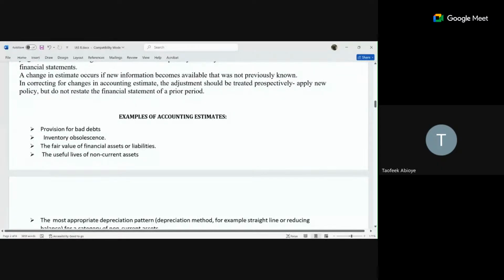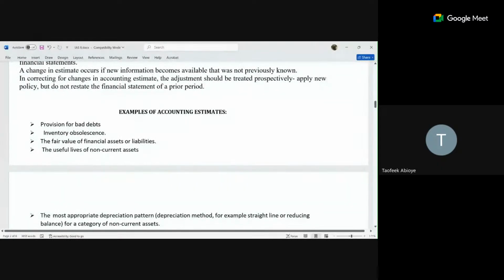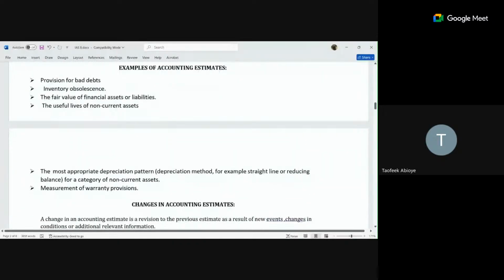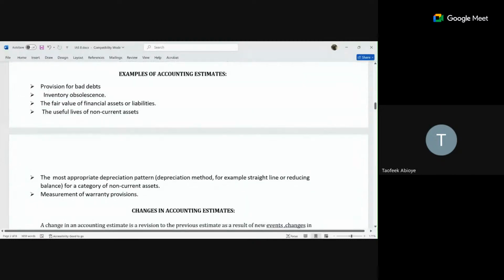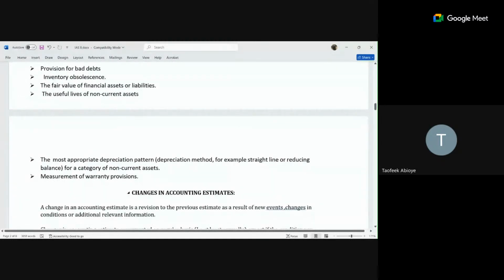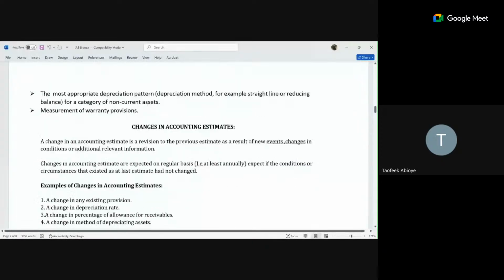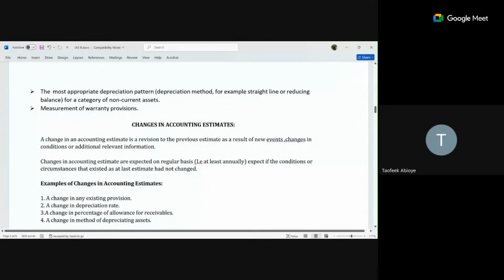The useful life of a non-current asset is an example of an estimate. The most appropriate depreciation pattern is also an example of an estimate. Measurement of warranty provision is also an example of an estimate. So here we have change in accounting estimates.